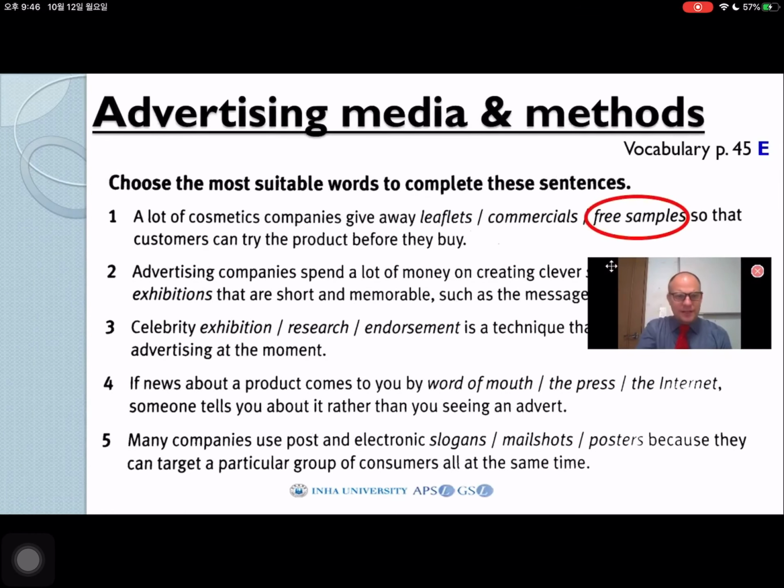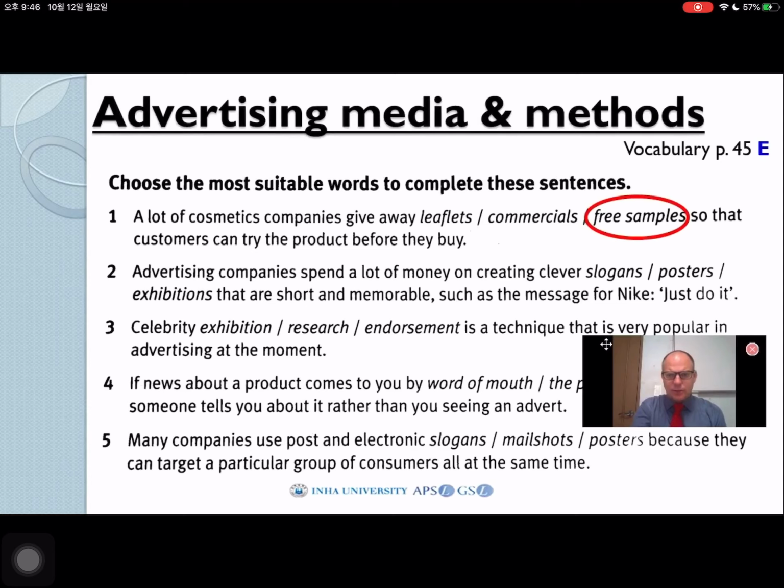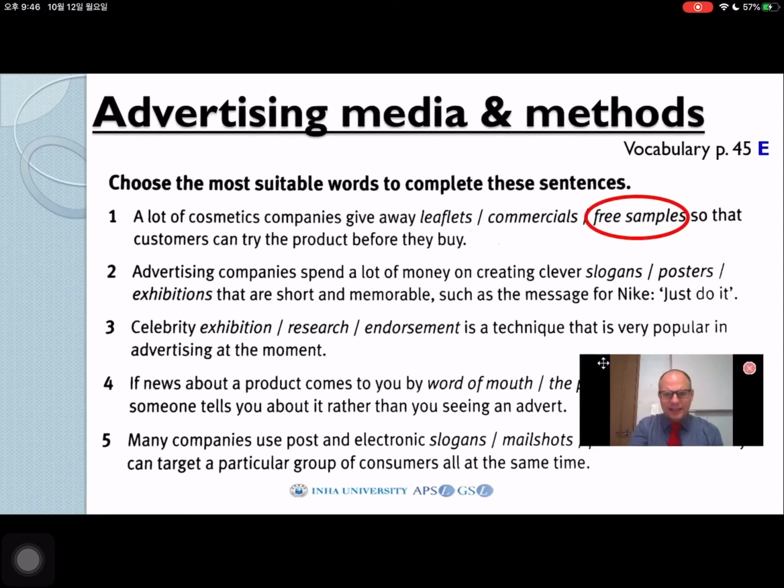So once you finish that, choose the most suitable words to complete these sentences. Again, vocabulary section, page 45E. We did number 1 as an example. A lot of cosmetic companies give away free samples so that customers can try the products before they buy.